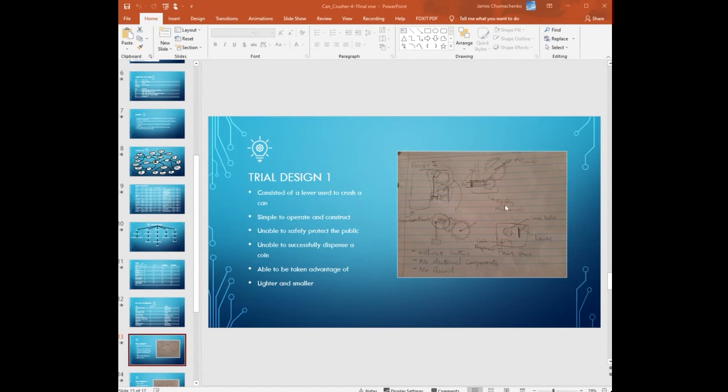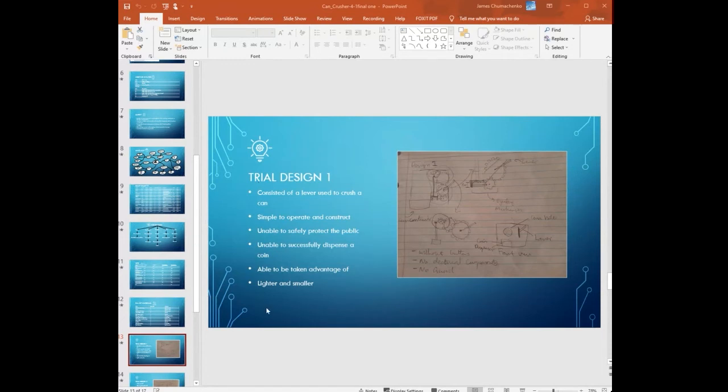So it also had a hole, a cylindrical hole where you would put the can in, and that would act as a sort of safety mechanism, so no one could reach down and crush their can or crush their hand or anything like that.